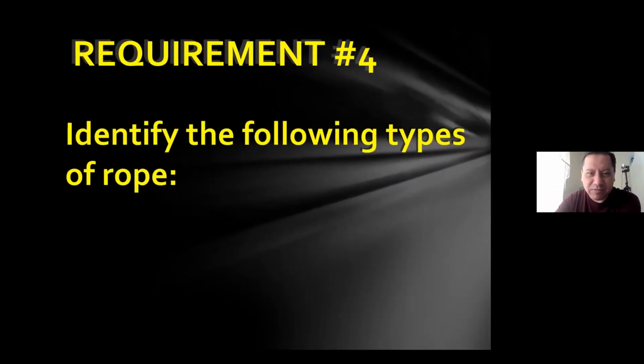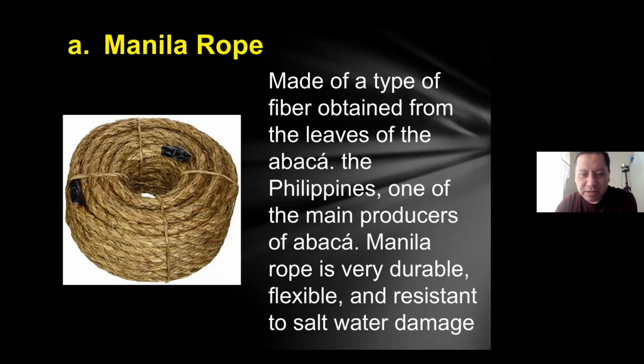All right, requirement number 4, identify the following types of rope. Okay, so we have different types of rope or materials, right? This is the Manila rope. Remember I was telling you that it becomes undone from the tips very easy, so a lot of people put tape on the endings so it doesn't become undone.